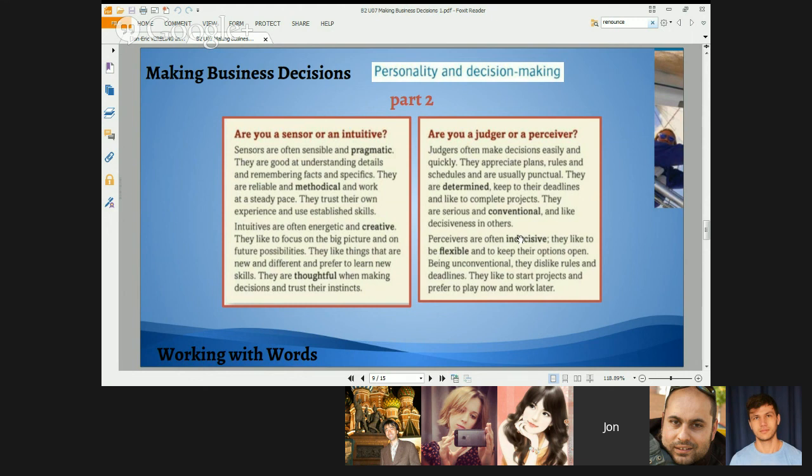Decisiveness. Decisive. Decisiveness, good, in others.